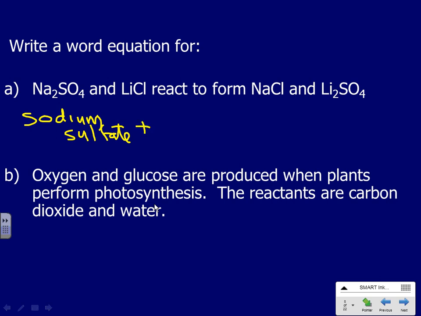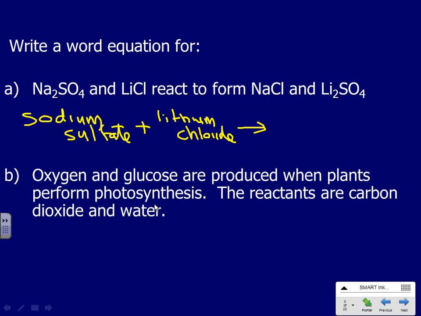And with a plus, what's that second one called? Yep. Lithium chloride. Go ahead. If you don't have to wait for me, if you're figuring this out, go ahead. Lithium chloride reacts to form. That's where my arrow goes.